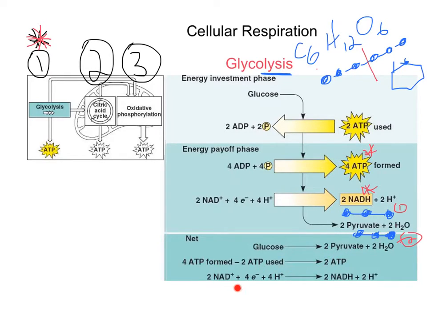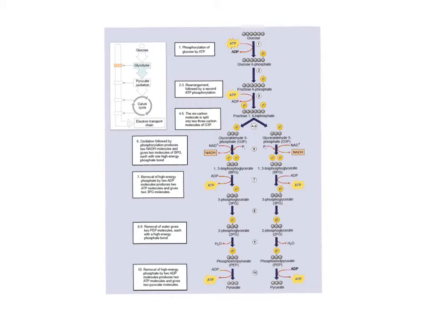And we use 2 NAD pluses. We have 4 electrons that came off the glucose and 4 hydrogens. And what we made is 2 NADHs plus 2 H pluses. And so this is our net for that particular reaction. Okay, so now let's go ahead and take a closer look and slow it down a little bit and see what we're talking about with all these major steps.